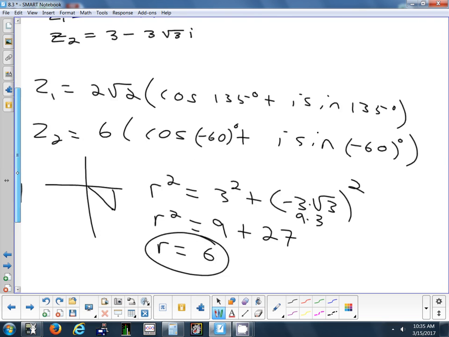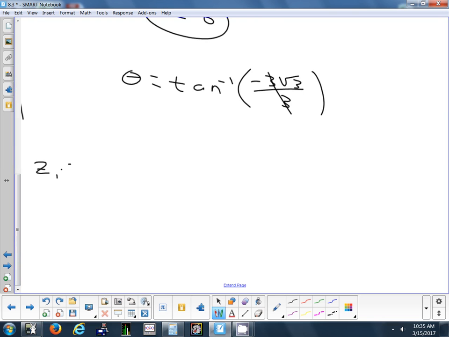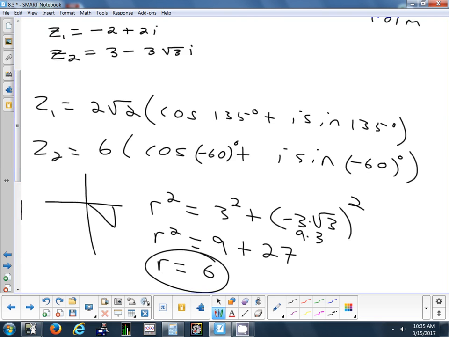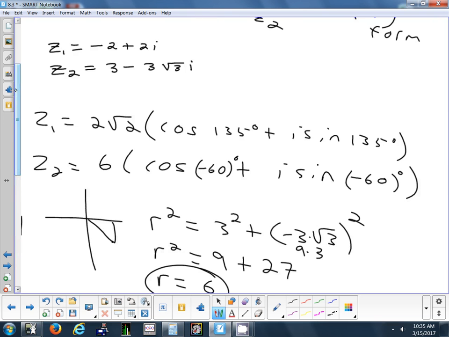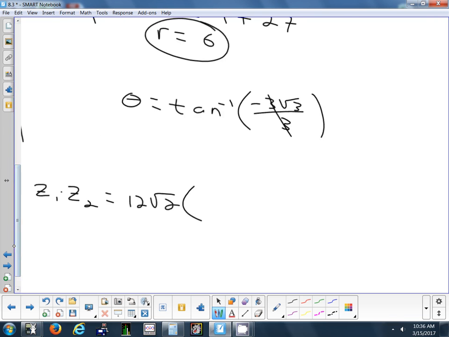Now we're going to multiply and divide them. What would be my radius when I do z1 times z2? 12 square roots of 2. And what would be my angle? 75. Yeah, just add those angles up. 135 plus negative 60 is 75. All right, so that's the answer when you multiply them.